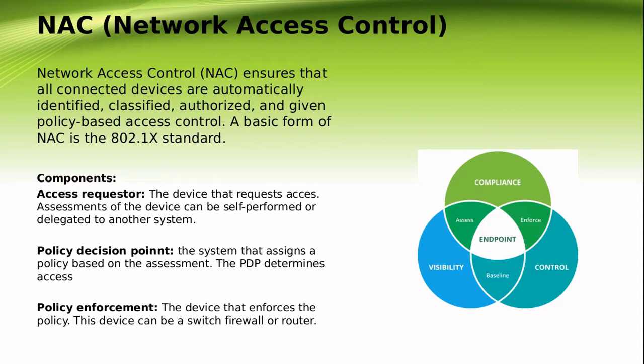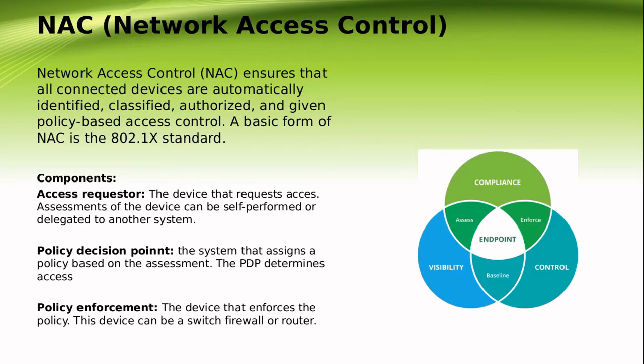Policy server, or policy decision point: the system that assigns a policy based on the assessment. The PDP determines access based on the access requester's posture and enterprise-defined policy. So the policy server determines what access should be granted. The third one is policy enforcement: the device that enforces the policy. The device can be a switch, firewall, or network device. You can see this in the picture on the right side.